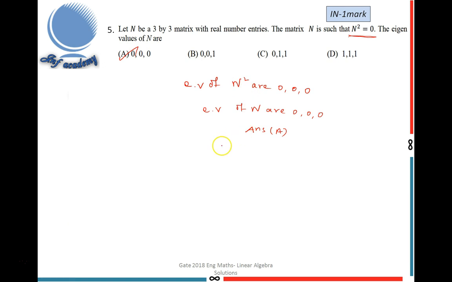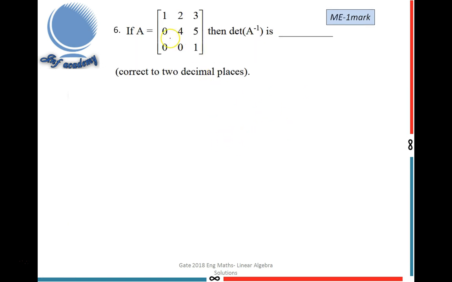Next, let's move on to the sixth problem. If A equals the 3 by 3 matrix 1 2 3, 0 4 5, 0 0 1, then we have to find the determinant of A inverse, correct to 2 decimal places. It's from the mechanical department. It has 1 mark.